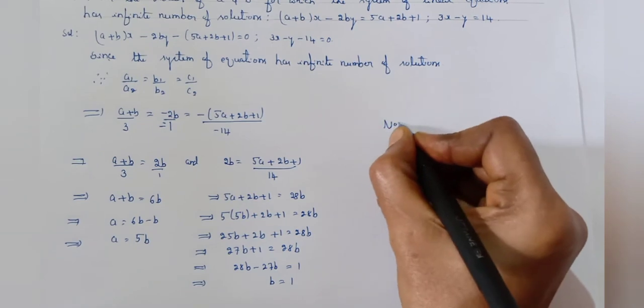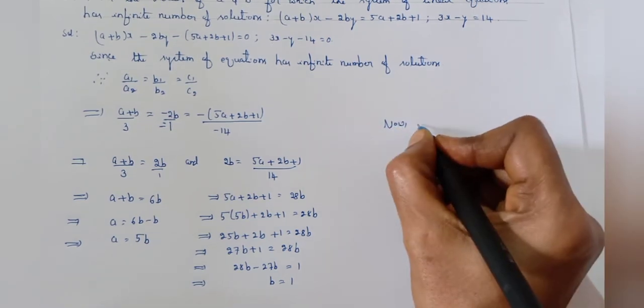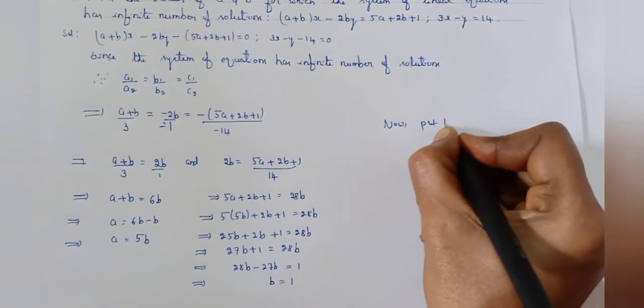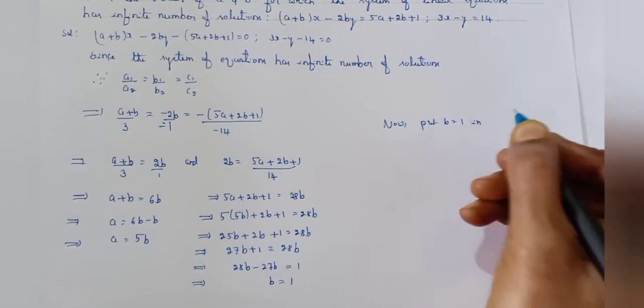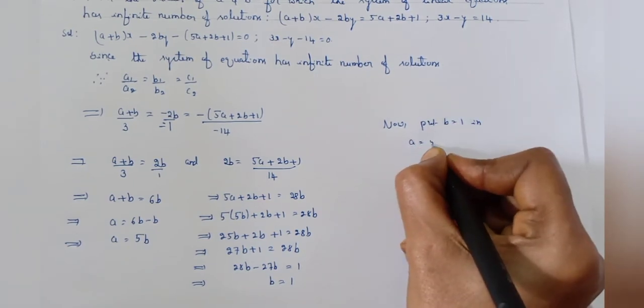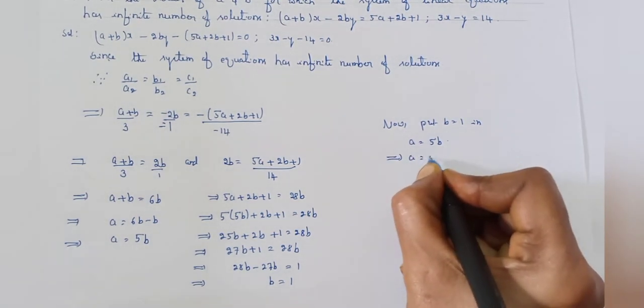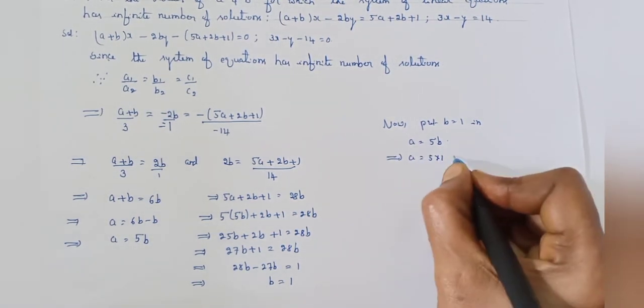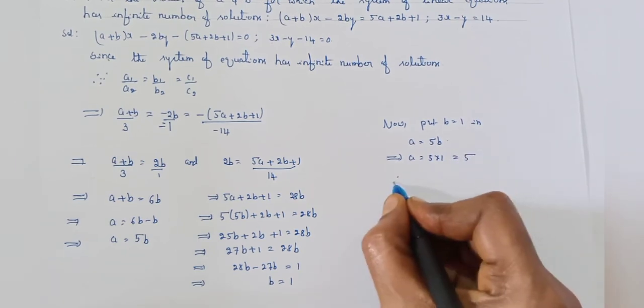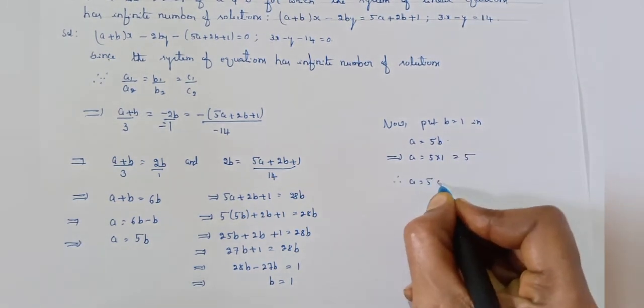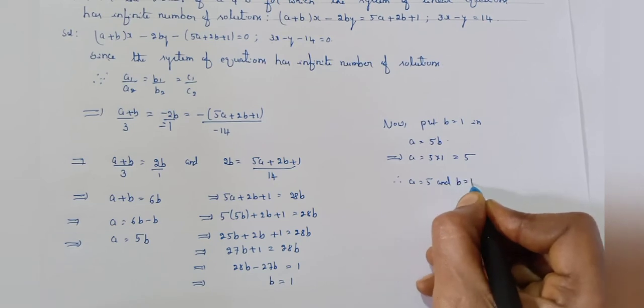Now, substitute b is equal to 1. Now, put b is equal to 1 in a is equal to 5b. So, a is equal to 5 into 1 is equal to 5. Therefore, a is equal to 5 and b is equal to 1.